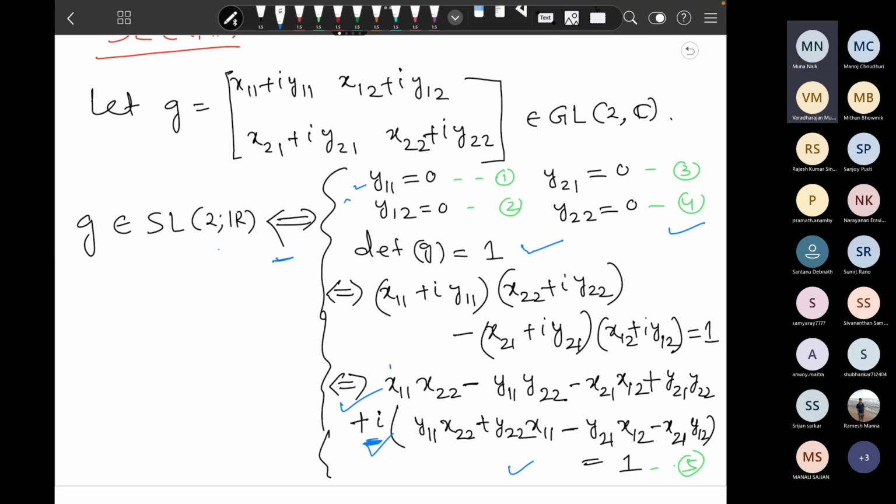This is if and only if. Do you agree that it will satisfy these four equations? Yes. Now the determinant of g is equal to 1. You expand that. It is a different thing that after you solve it and put y11 = 0, y21 = 0, the imaginary part will go away. So is this part redundant? Not redundant actually.